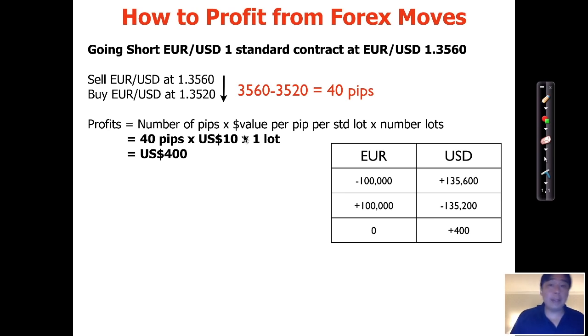So again, let me re-explain in linear form. Going short, Euro USD, one standard contract. We sold Euro USD at 3560 and we bought it back at 3520. Difference, 40 pips. So what's your total profit? Number of pips, which is 40, multiplied by the dollar value per pip, which is $10 for this pair, multiplied by one lot, which we bought. If you bought two lots, we times two. So we get 400 US dollars.